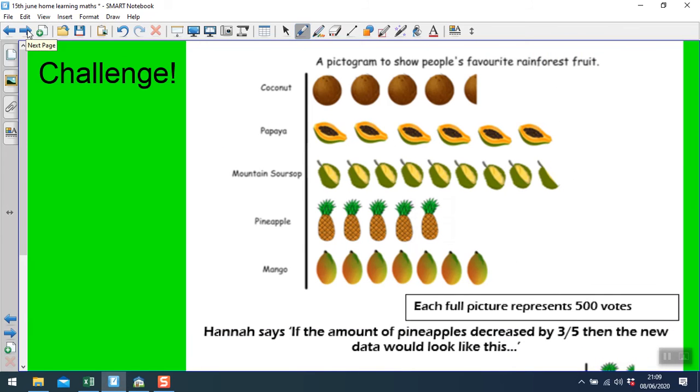Now this is your last slide, it's a challenge. A pictogram shows people's favourite rainforest fruit. Coconut, papaya, mountain soursop, pineapple and mango. Before you answer the question, I'd like you to work out how many of each fruit there are. Pause the video while you do this.